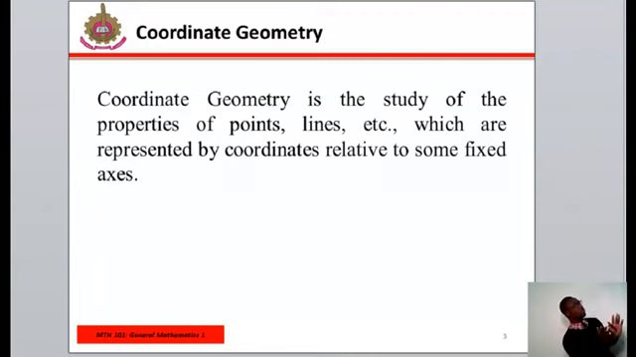What is coordinate geometry? It is the study of the properties of points and lines, which are represented by coordinates relative to some fixed axis. The axis we are talking about here is the x and y axis. It is a system of geometry where the position of points on a plane is located. A plane is just an area that continues without any end. If you want to locate a point on it, we use some reference lines, which are just the x and y axis.